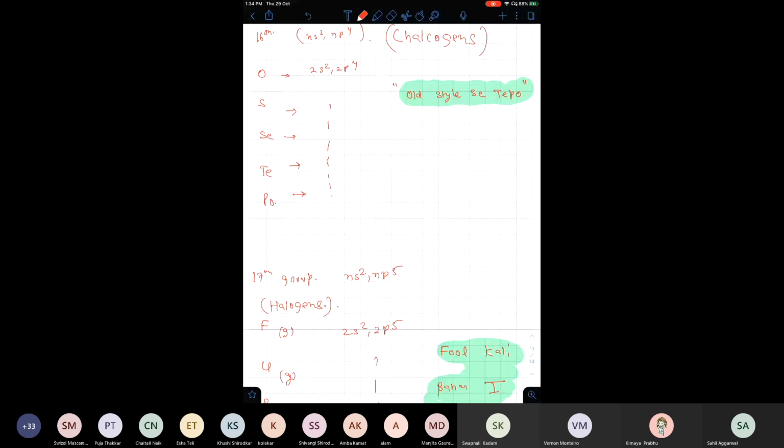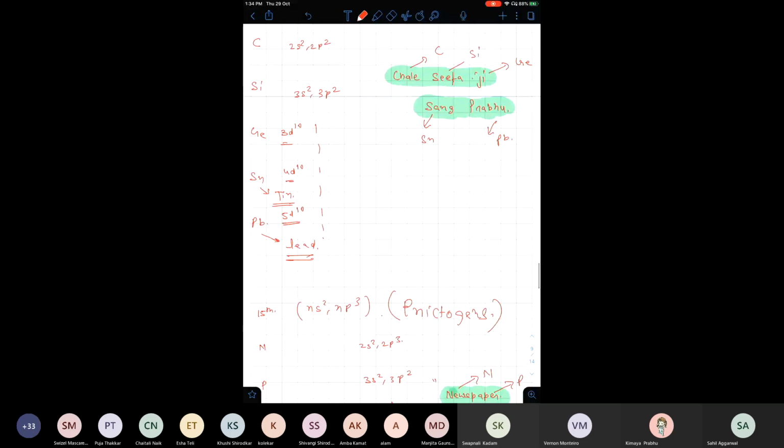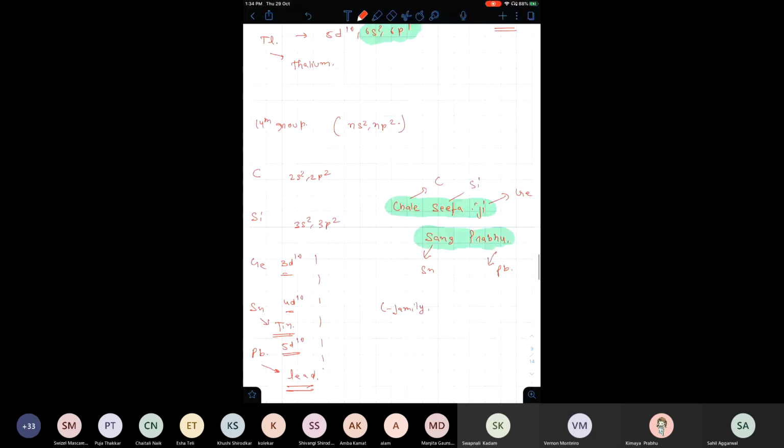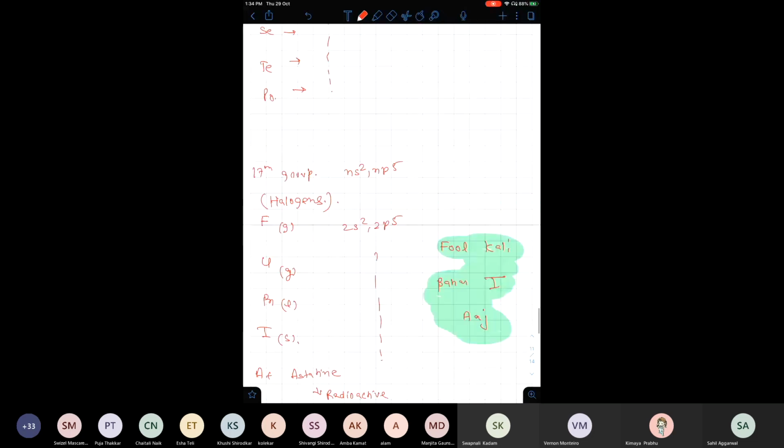Fourteenth group is carbon family and 13th group is boron family. This is carbon family and boron family. Understood? All of you.